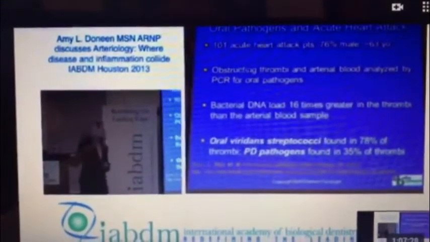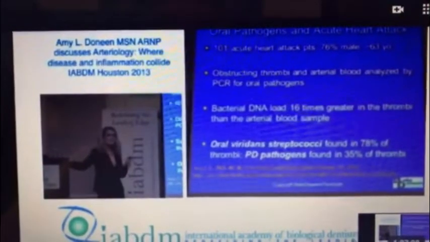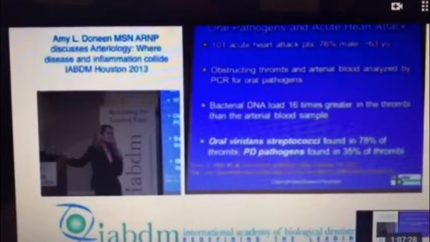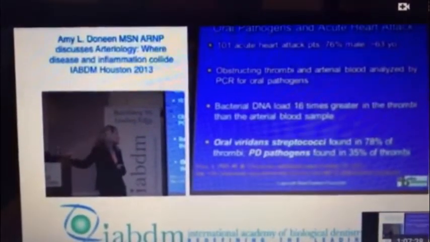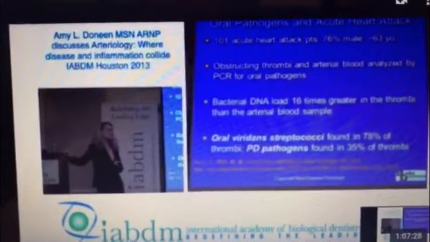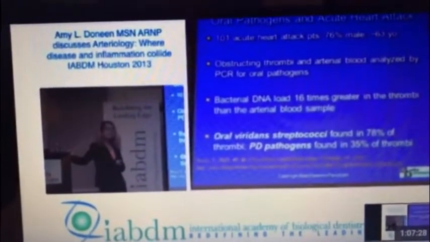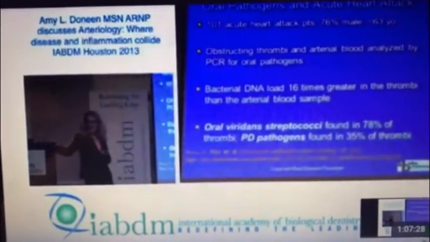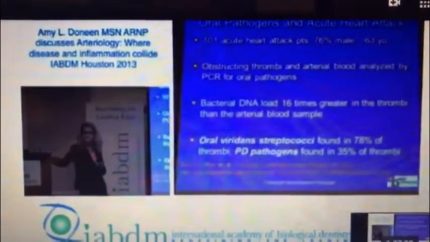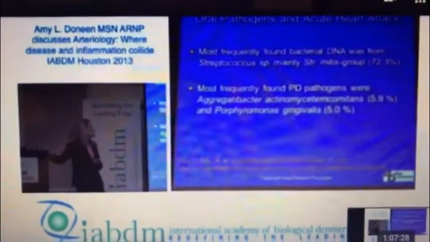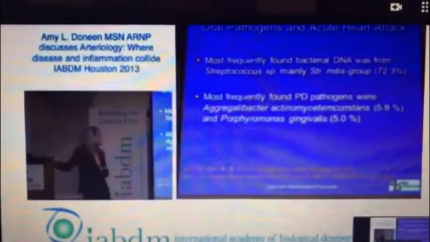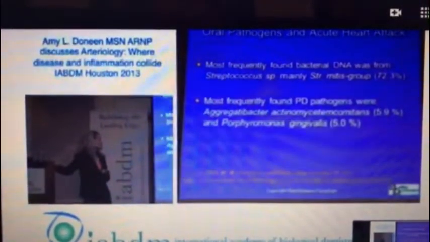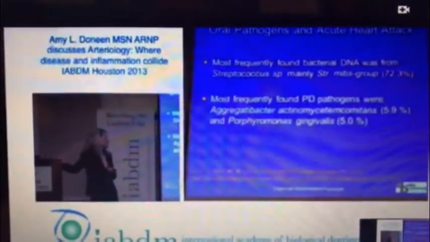Bacterial DNA load was 16 times greater in the blood clot than in the arterial blood sample. The oral streptococci was found in almost 80% of the blood clots, and the periodontal pathogens were found in about 35% of the blood clots. That's intriguing. Most frequently found bacteria DNA was from the Streptococcus, mainly Strep mitis group by about 72%. Most frequently found periodontal pathogens were the AA and again the PG.